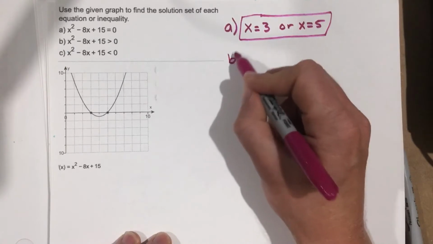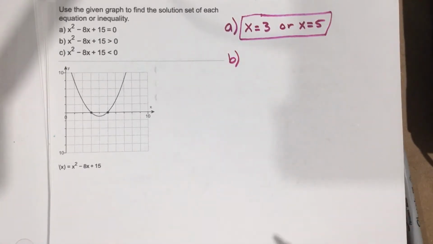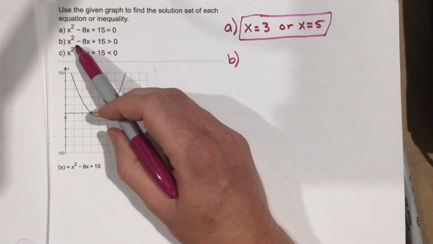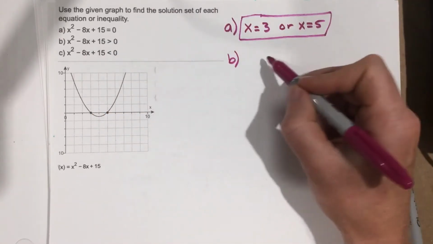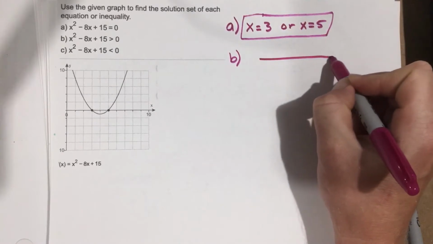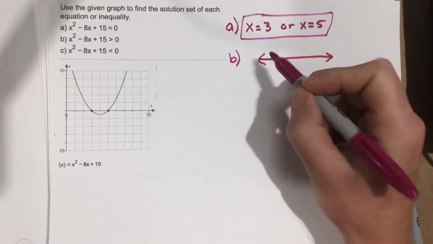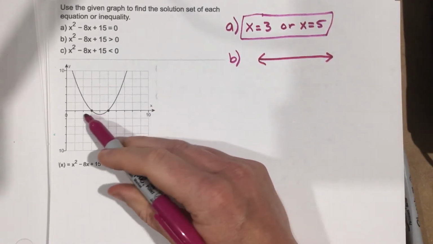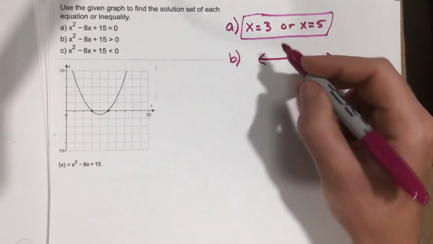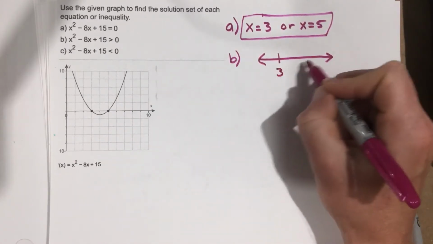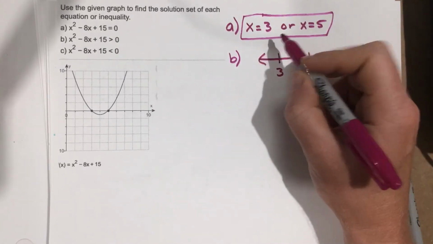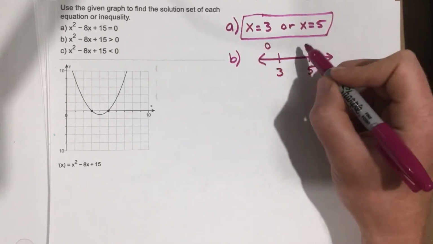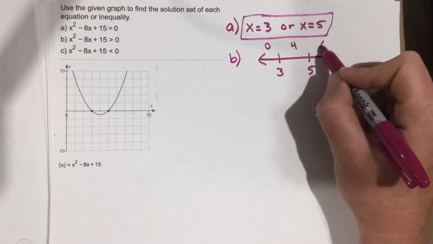Now for part B, what we have to do is determine, okay, x squared minus 8x plus 15 greater than 0. Now I've told you before you're going to draw a number line here. You'll see we already have the number line written right here. Now what we do is we typically take 3 and 5, mark them on the number line, right? And then we say, all right, I'm going to plug in 0, I'm going to plug in a 4, and I'll plug in a 6.